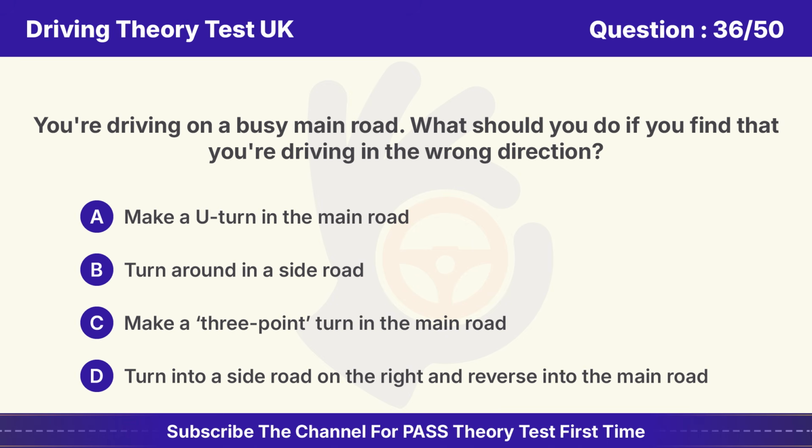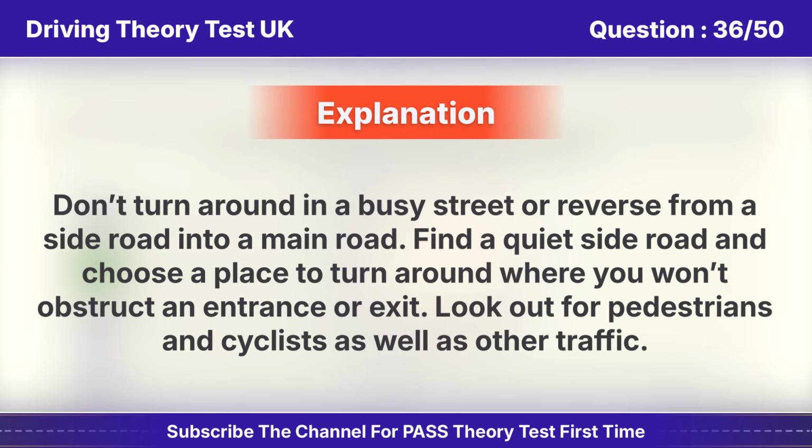Question 36. You're driving on a busy main road. What should you do if you find that you're driving in the wrong direction? Answer is B. Turn around in a side road. Don't turn around in a busy street or reverse from a side road into a main road. Find a quiet side road and choose a place to turn around where you won't obstruct an entrance or exit. Look out for pedestrians and cyclists as well as other traffic.